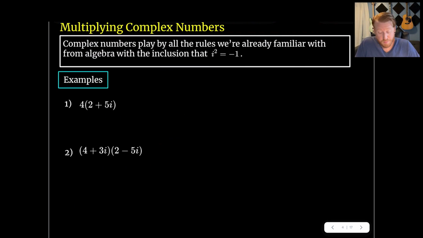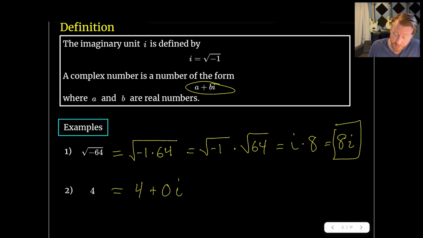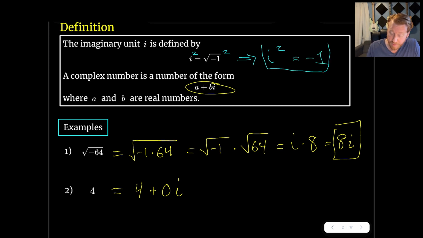All right, next we're going to look at multiplying complex numbers. And again, complex numbers continue to play by all the rules that we're familiar with, but here we will include the fact that i squared is equal to negative 1. So if I just go back to our first slide here, I wrote that i is equal to the square root of negative 1. If I squared both sides here, then that would give me that i squared is equal to negative 1, which can sometimes be a more helpful form, and in this case, this will be a form that will be helpful to us.